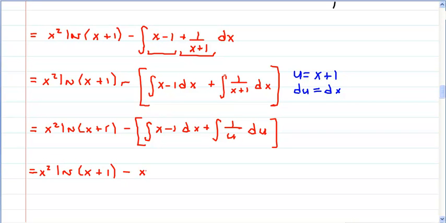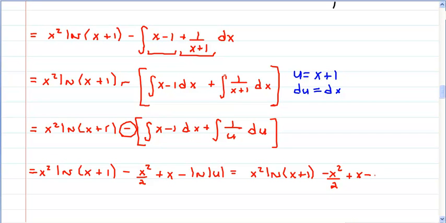So that I get x squared over 2, and then just be careful with this negative, it's distributing, so it's changing the signs, and then plus x, and then minus the natural log of the absolute value of u, and then we have x squared times the natural log of x plus 1 minus x squared over 2 plus x minus the natural log of u, and u is the absolute value of x plus 1, and then plus a constant.